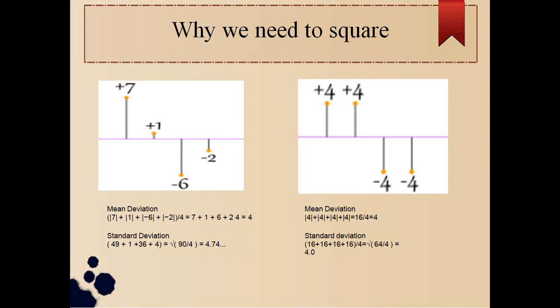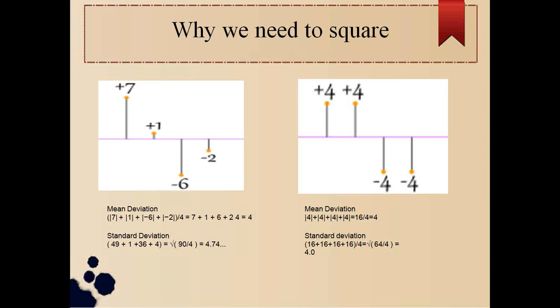I hope you can see my screen. I took a simple example to explain the difference. These are 4 numbers. These two sets of numbers have the same mean deviation, 4. I have done the calculation also: 7 plus 1 plus minus 6 plus minus 2 divided by 4, and the second set of numbers likewise. Both sets have the same mean deviation, but the standard deviation is different. For the first set the standard deviation is 4.74 and for the second set it is 4.0.